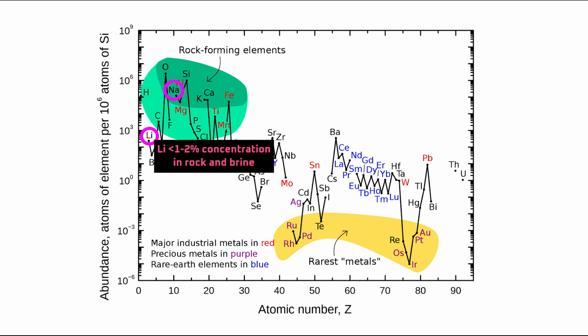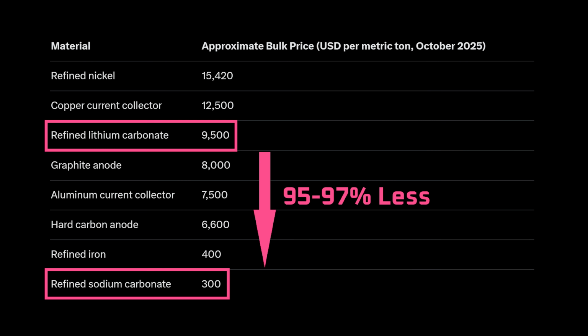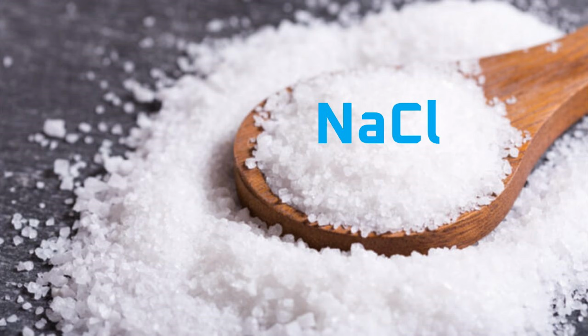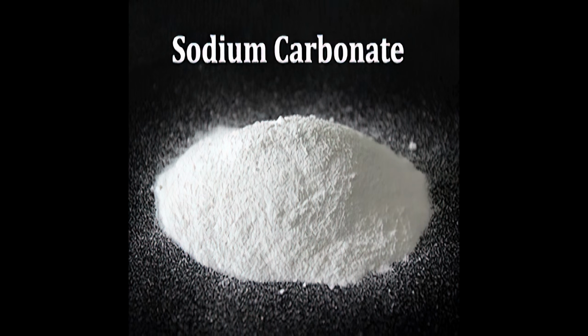Whereas lithium might be lucky to hit a concentration of 1 to 2% in the natural environment, sodium commonly hits concentrations of around 30%, making it easier to refine. As a result, the cost of sodium carbonate is over 95% less than the cost of lithium carbonate. As a side note, most videos I've seen on sodium-ion batteries say they use table salt. That's incorrect. Table salt is sodium chloride, whereas sodium-ion batteries use sodium carbonate.